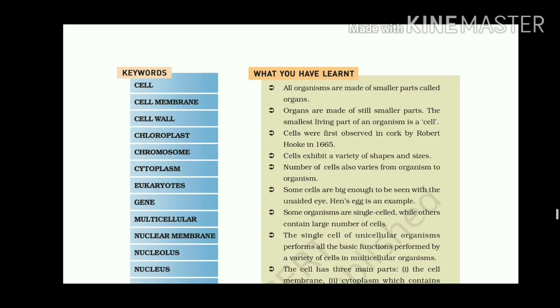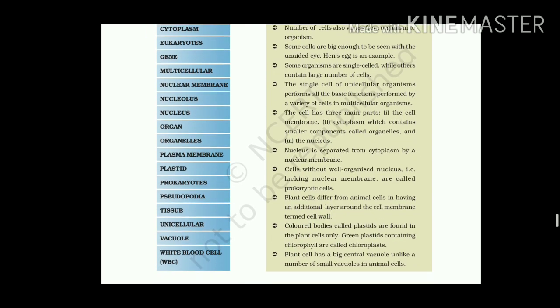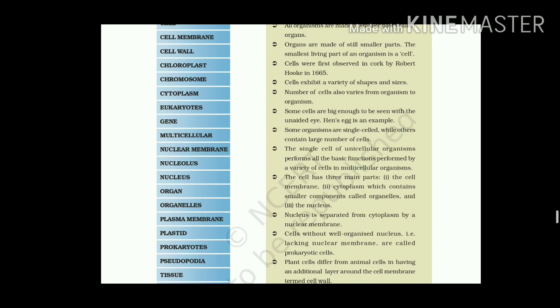Let us read out the keywords of this lesson. Cell membrane, cell wall, chloroplast, chromosome, cytoplasm, eukaryotic, gene, multicellular, nuclear membrane, nucleolus, nucleus, organelles, plasma membrane, plastid, prokaryotes, pseudopodia, tissue, unicellular, vacuole, white blood cell.